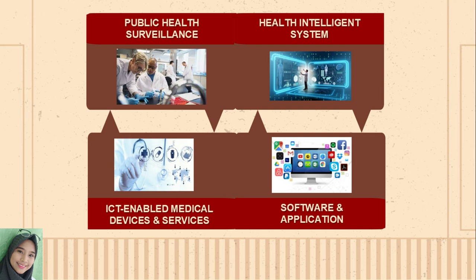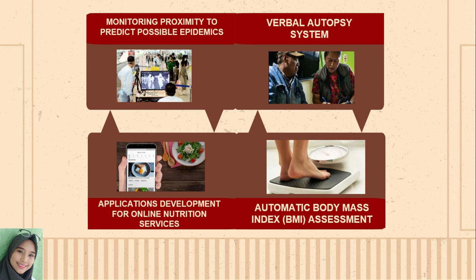The fourth one is software and application. This app enables healthcare professionals to make their decisions faster and more precisely. They also allow the emergence of new data and are enriching decision-making processes. The fifth one is monitoring proximity to predict possible epidemics. Monitoring is very important in terms of prevention, particularly as early detection of diseases can reduce suffering and medical costs.